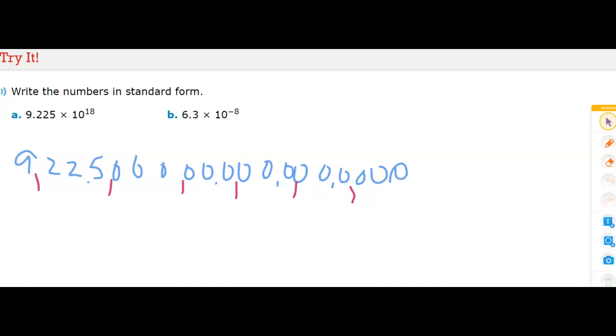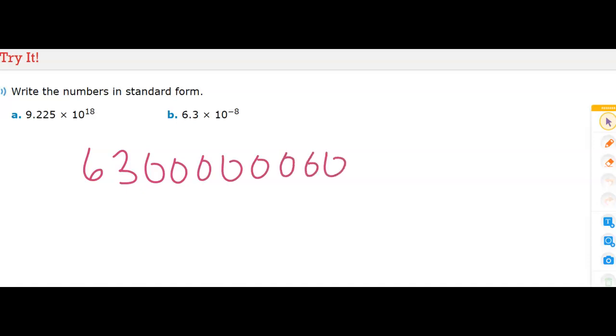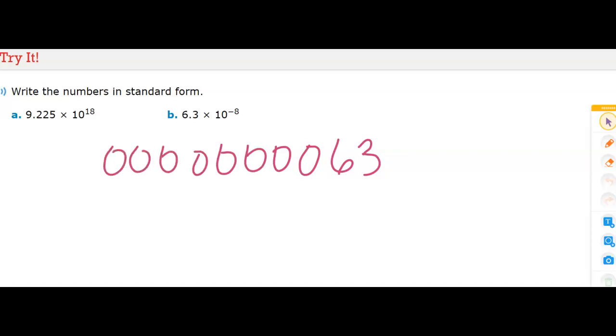And then we have part B. 6.3 times 10 to the -8 power. I'm going to delete this so I can write that one. Okay. So now I have 6, 3, and 1, 2, 3, 4, 5, 6, 7, 8. Oh, I did that wrong. When you move fast, you always make mistakes. 6, 3, and because it's negative, the zeros are in front. 1, 2, 3, 4, 5, 6, 7, 8.